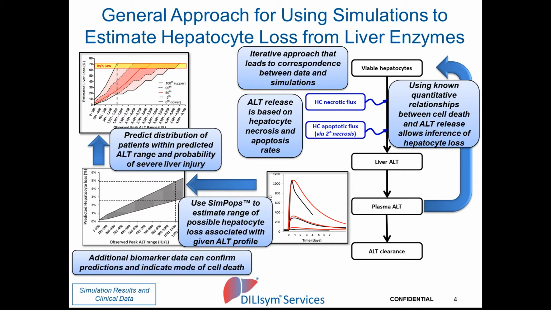And I should also point out that while most of this description is focused on ALT, we can also use additional biomarker data to confirm these predictions and even to indicate the mode of cell death, whether it's necrosis, apoptosis, or some combination of the two.